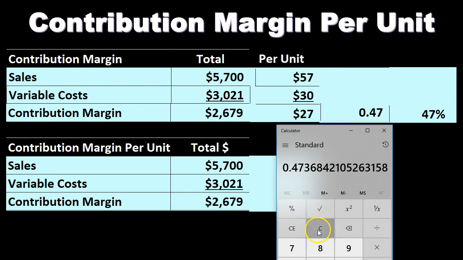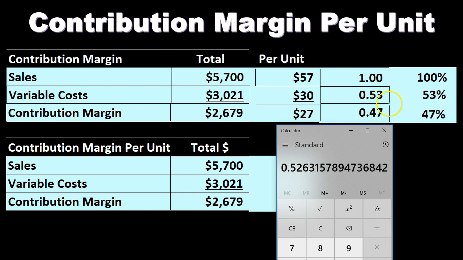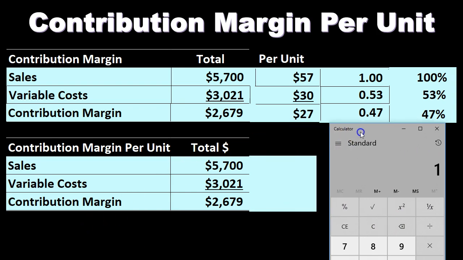We can do the same for the 30. So if I compare the 30 variable costs per unit to the sales, divided by sales, we get 52.6 or about 53. And again, if I move the decimal over, 53. And of course, 47 and 53 add up to 1 or 100%, or sales over sales, 57 divided by 57. Okay, so also note that we could do the same thing here.